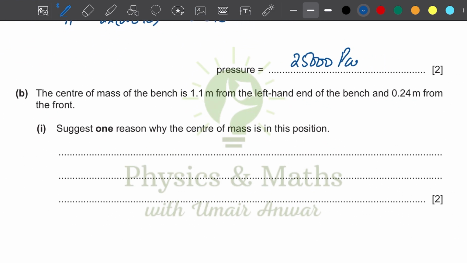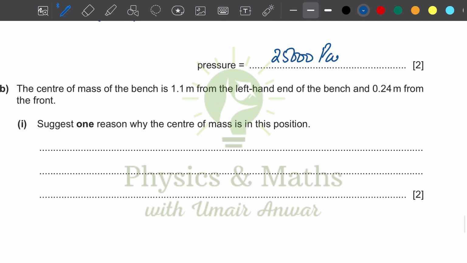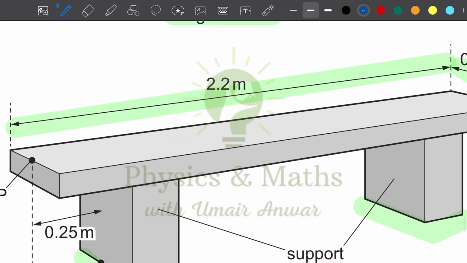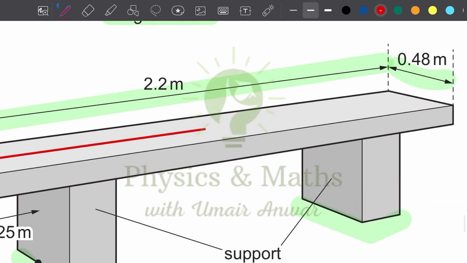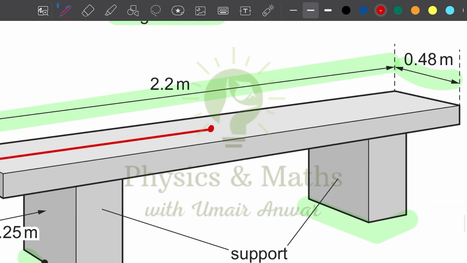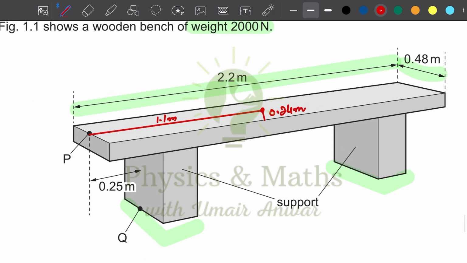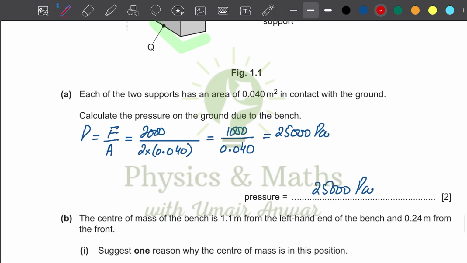Next part says the center of mass of the bench is 1.1 meter from the left hand end of the bench and 0.24 meters from the front. Okay, so now we are given the center of mass. So the question says it is at a point which is equal to 1.1 meter from the left hand end, and similarly it is 0.24 meters from the front. So this becomes the middle of the bench where the center of mass lies.